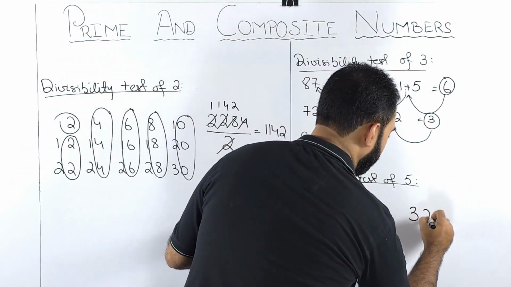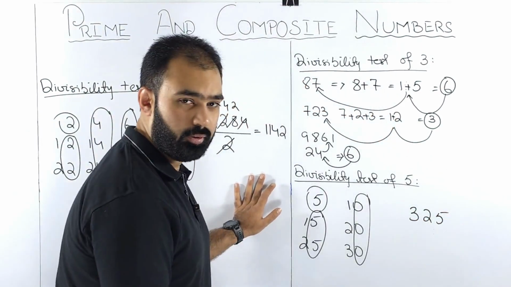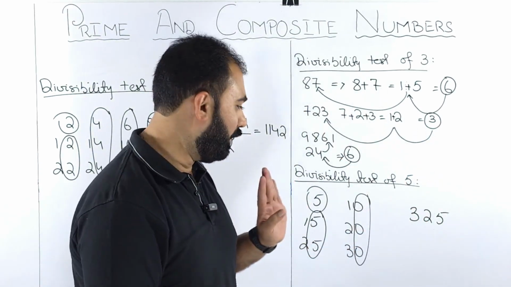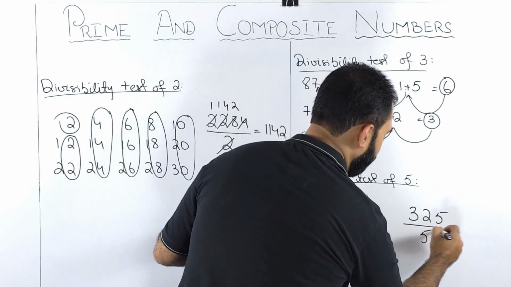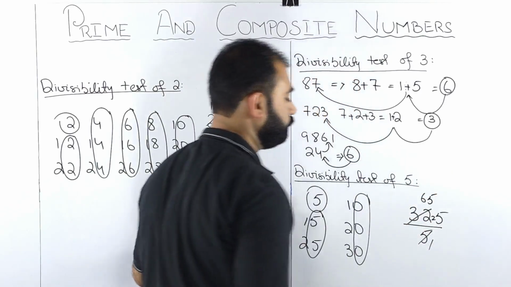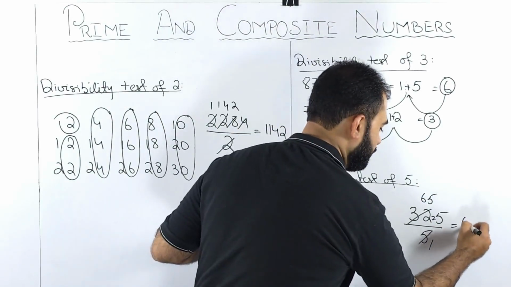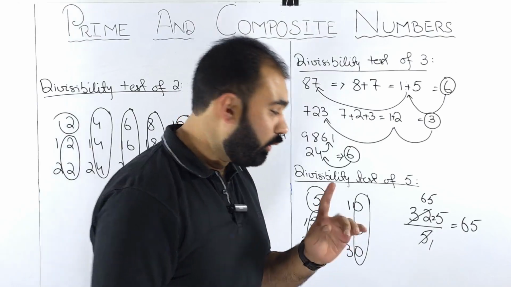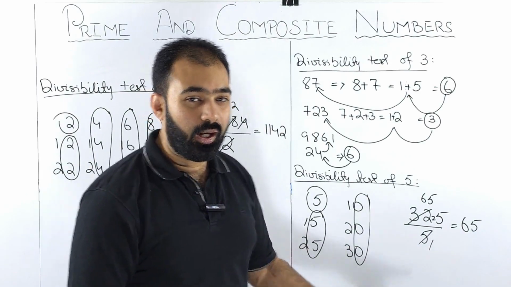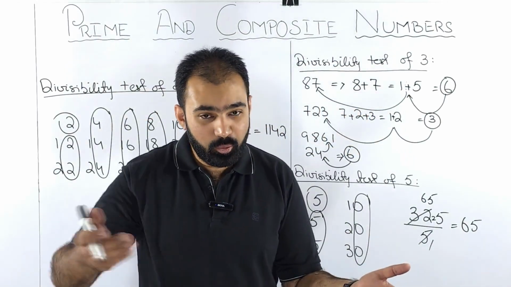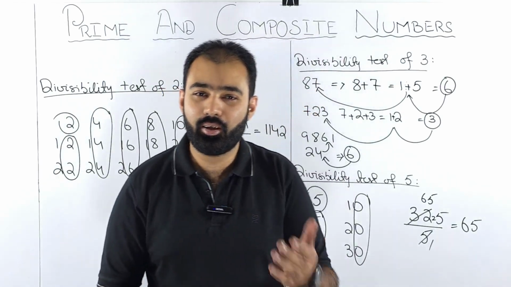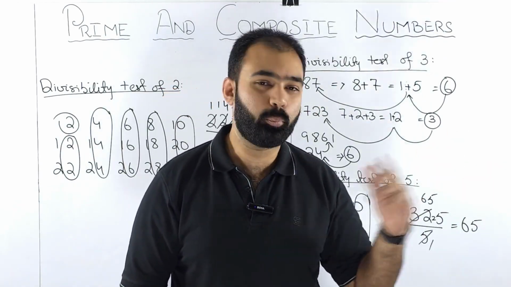Let's say we have 325. We have a 5 in the end, which means this number is completely divisible by 5. Let's divide by 5. 5 ones are 5, 5 sixes are 30, 2 remaining, 5 fives are 25. The answer is 65, which is a whole number, which means 325 is completely divisible by 5. If 325 is completely divisible by 5 other than 1 and 325, then it cannot be a prime number. We put it in the category of composite numbers.